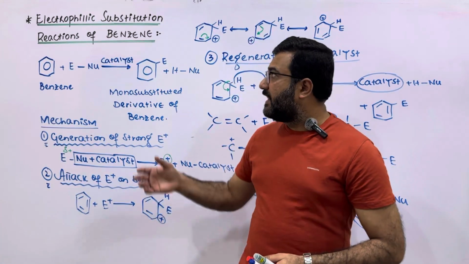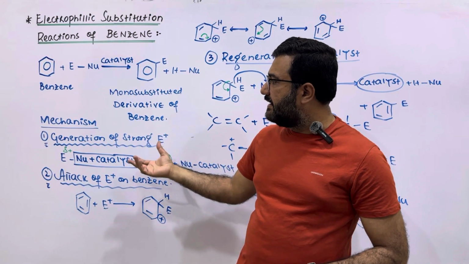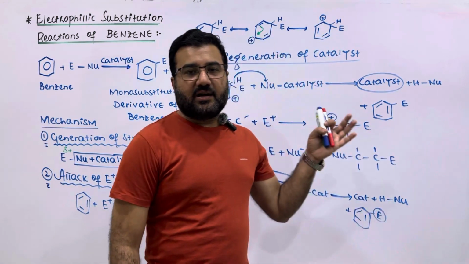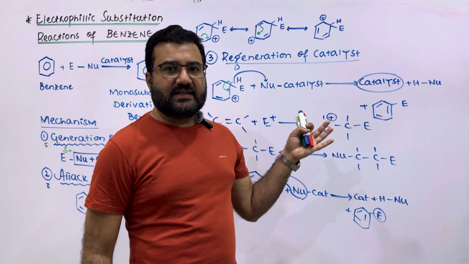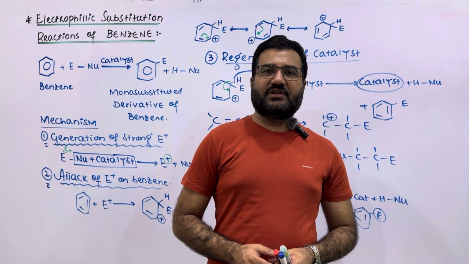So that was the general mechanism of the electrophilic substitution reaction of the benzene, how many steps it has, how the carbocation is resonance stabilized. Next time we will come up with some examples of the electrophilic substitution reactions.